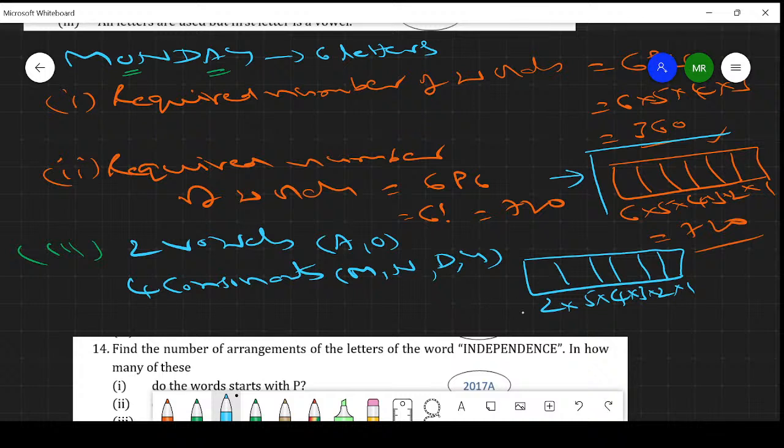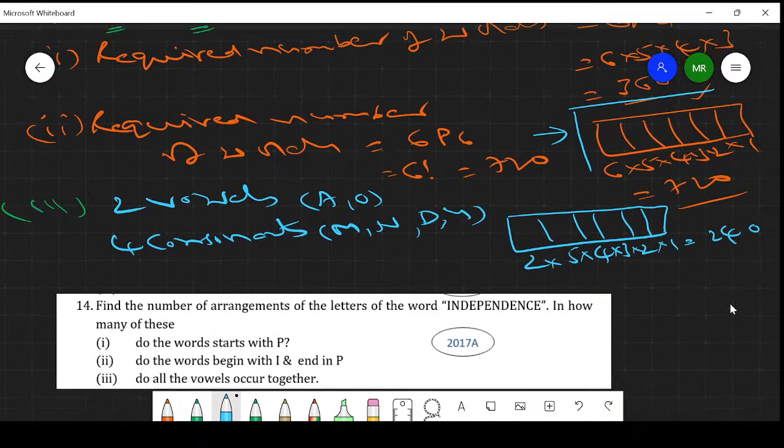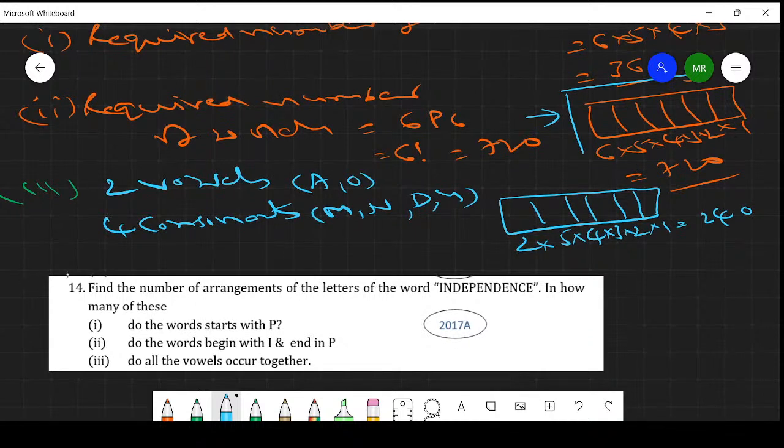Or some people will write 2 into 5 factorial. You can multiply this value, and it comes to 240. That means the required number of words is equal to 240. Conclusion: you can write, required number of words is equal to 240.